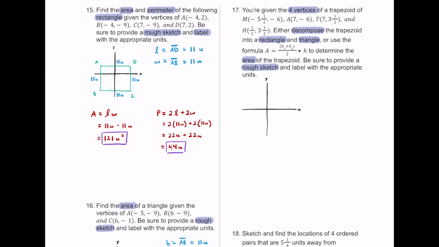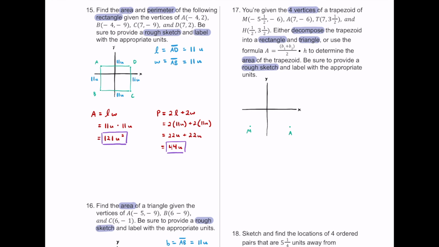So let's see here. So our first point M is -5.5, -6, so that's in quadrant 3. So I'm going to call that point M here, okay? And then we have point A. So point A is 7, -6, so it's going to be 7 to the right, and then 6 down. So I'll put that over here. That's going to be A. That looks like it's horizontal to it.